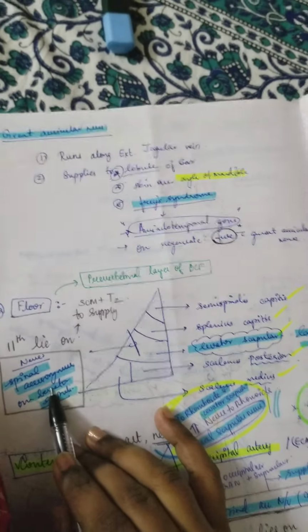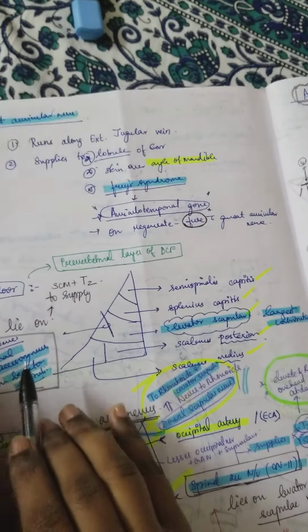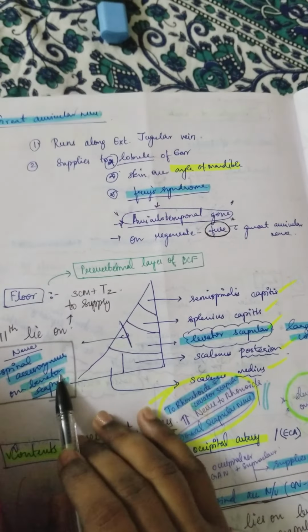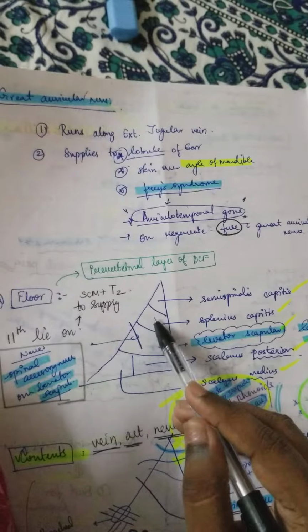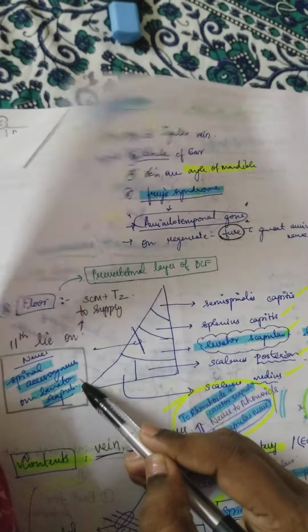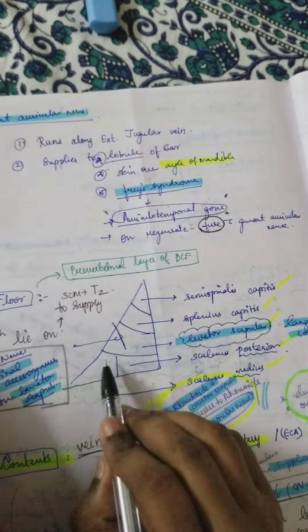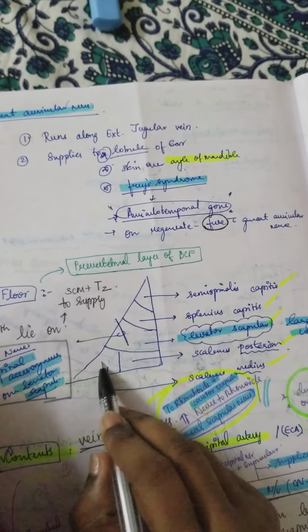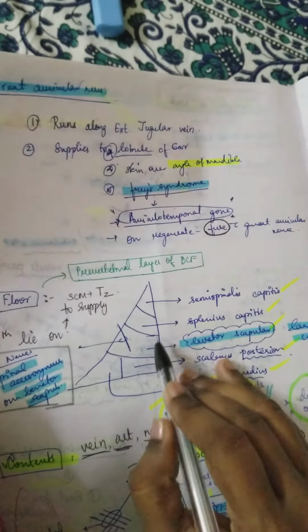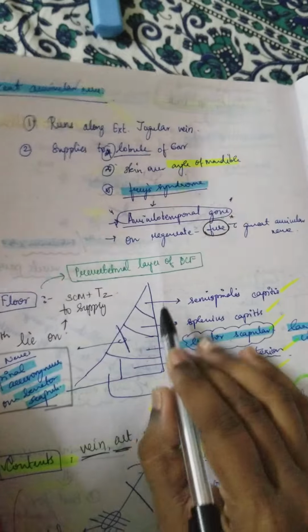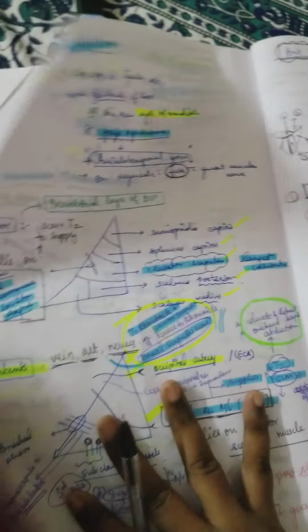This spinal accessory nerve will supply the sternocleidomastoid and the trapezius. Apart from the spinal accessory nerve, which is the 11th nerve, you have from below upward scalenus medius, scalenus posterior, levator scapulae, splenius capitis, semispinalis capitis. The contents are very important.